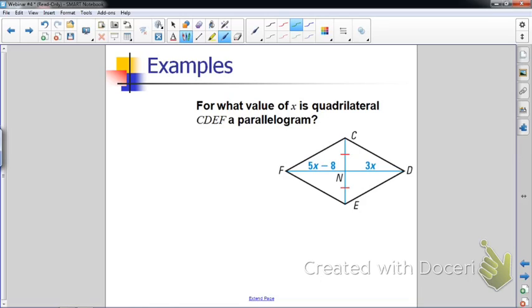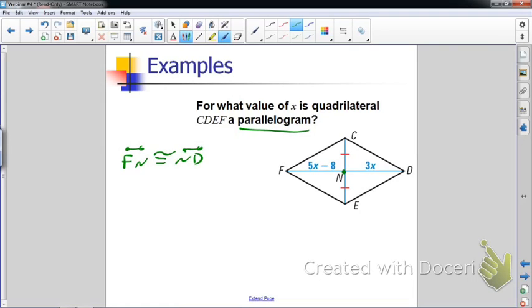And as you can see, it asks what value of x makes quadrilateral ACDEF a parallelogram. Basically, I'm saying figure out what x is. I know that they bisect, and I know that opposite sides, as you can see here, are congruent, and that it's a quadrilateral and a parallelogram, and we're just trying to prove that it is. I also know that line segment FN is going to be congruent to ND.